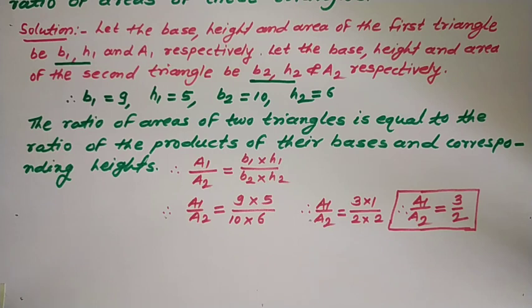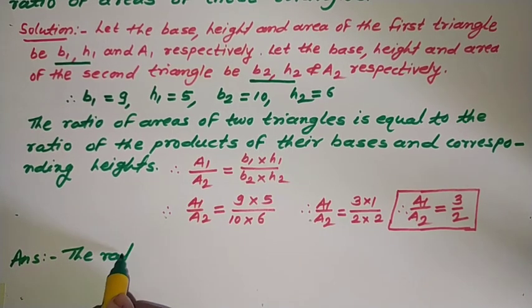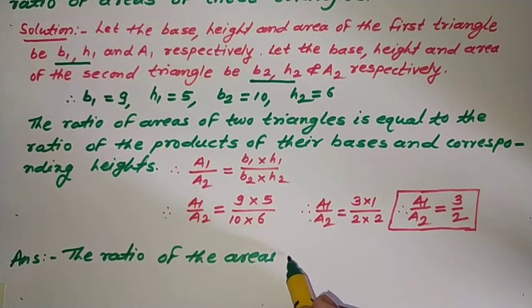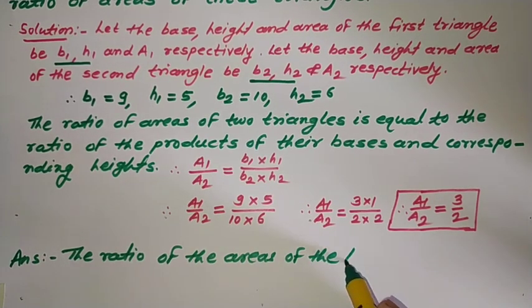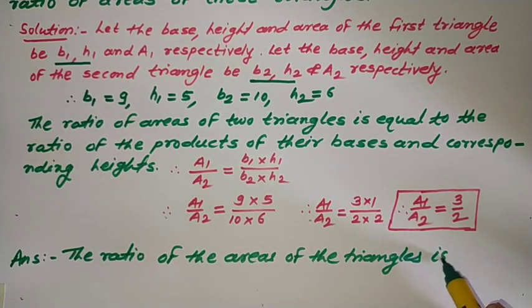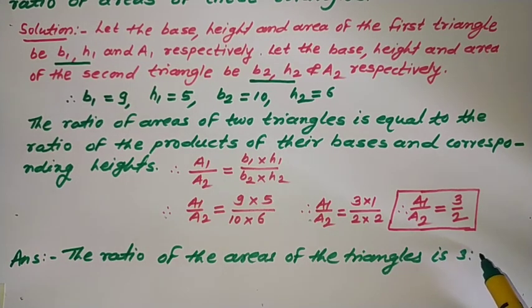Therefore the answer: the ratio of the areas of the triangles is 3:4. Here 2 into 4, 2 into 4. The ratio of the areas of the triangles is 3:4.